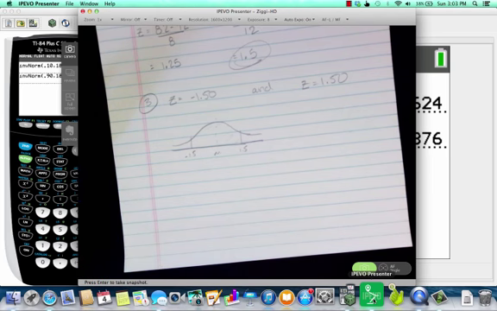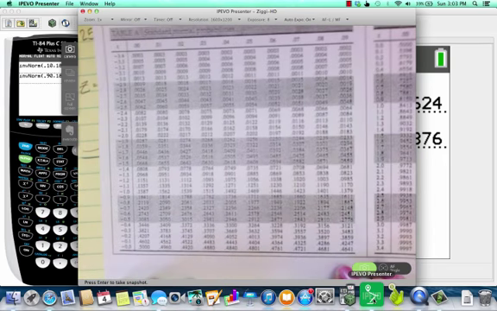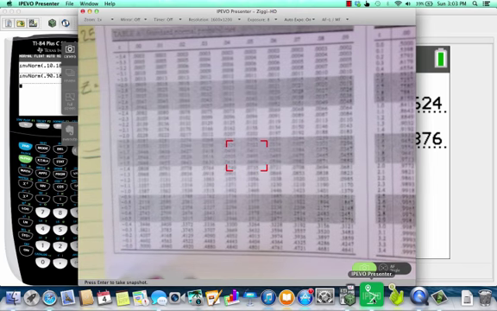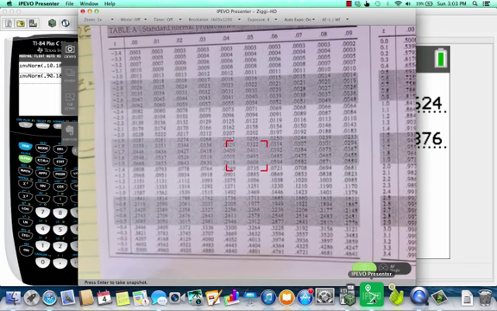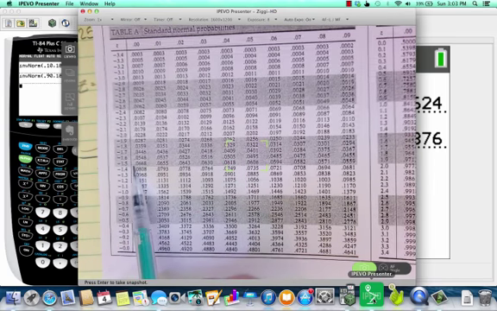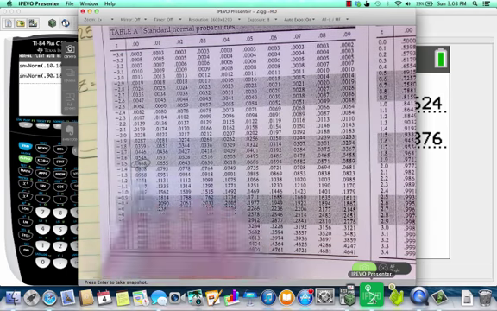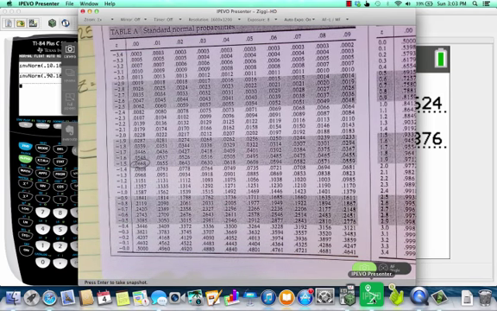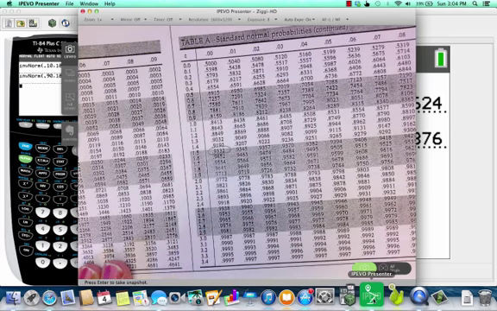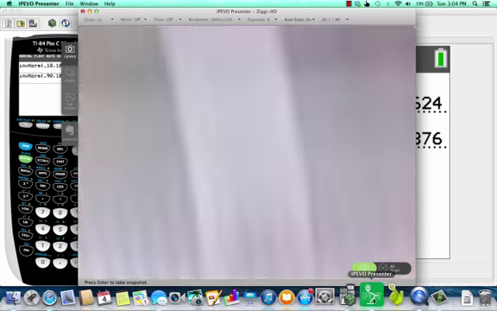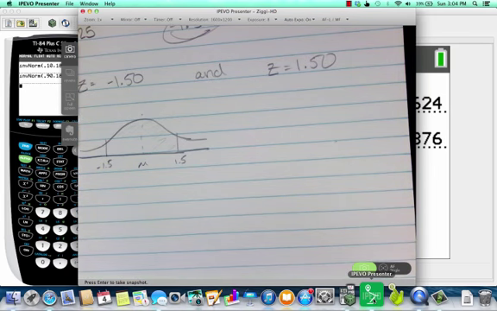Now, if we use our z-score table, let me just try to zoom in on this a little bit. Okay, at negative 1.50, which is right here, we have negative 1.5 and 0.00. So that's going to be this value. So 0.0668. Then we're going to look at positive 1.50, and that's this value, so 0.9332. These are the values that correspond with our curve here.